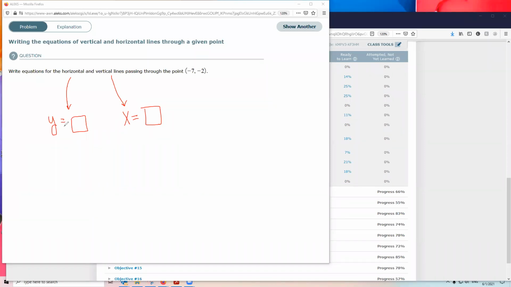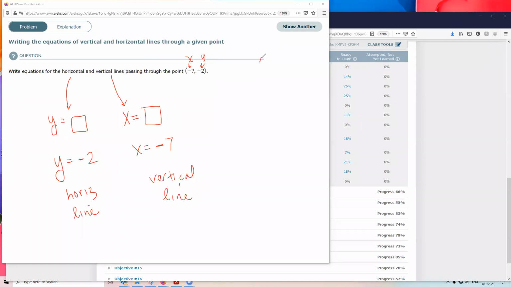Well, remember, this is the x and y coordinate they're giving us. So what you do is you just plug in the y value here. The y value is -2. This is a horizontal line passing through that point. And for the x value, I'm going to plug in x equals -7 because that's the x coordinate they gave us. This is the vertical line passing through the point.